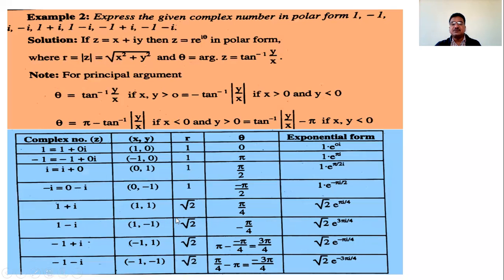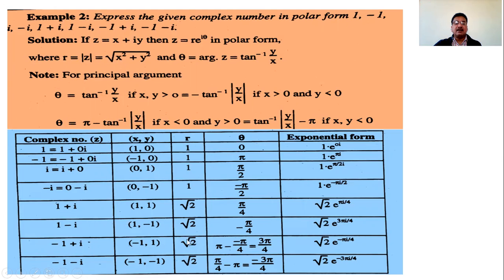1 minus I, its exponential form is what? Root 2 e raised to minus pi by 4 I. So right here, this answer above and this answer below. Then minus 1 plus I, its modulus and argument. This is the coordinate form, ordered pair form, minus 1, 1. Modulus is root x square plus y square, that is minus 1 square plus 1 square, which is root 2. Here x is negative, the real part is negative, and the imaginary part y is positive. So use this definition: theta is equal to pi minus tan inverse mod y by x.